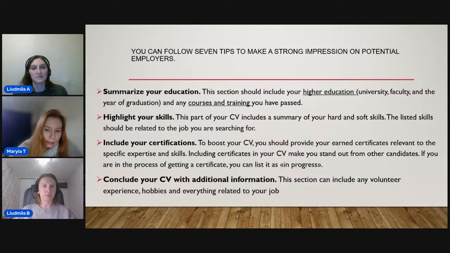And the last point is additional information. This section usually includes information about your volunteer experience, hobbies. But remember that this section must not be very big. Just 1-2 sentences about it. So please remember these 7 points. They will help you to create a good CV or a good resume. And also, I know that you shared some CVs with us. Let's look through them, and maybe I will be able to share some advice.